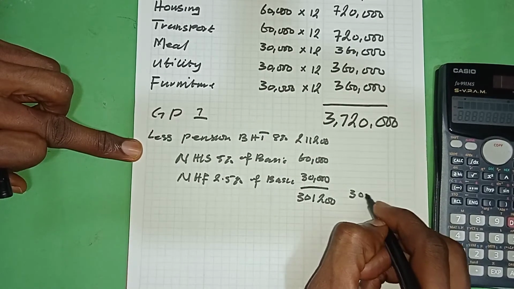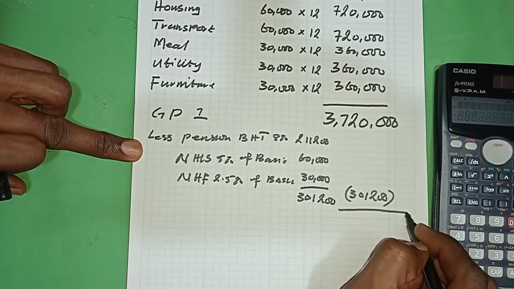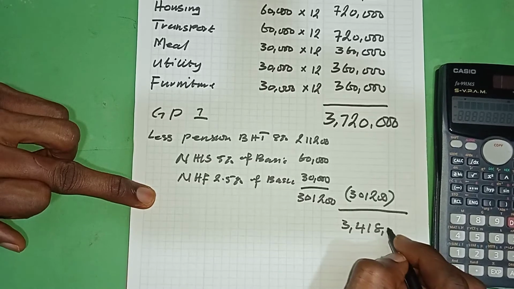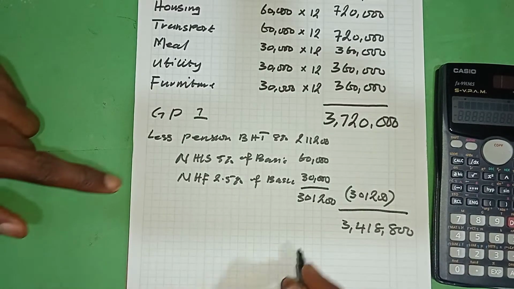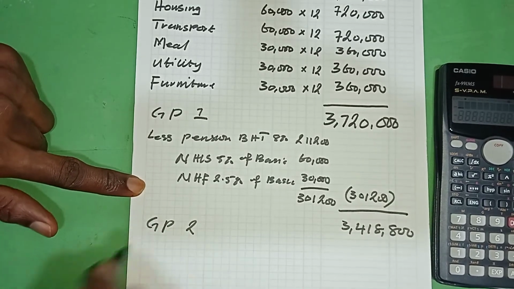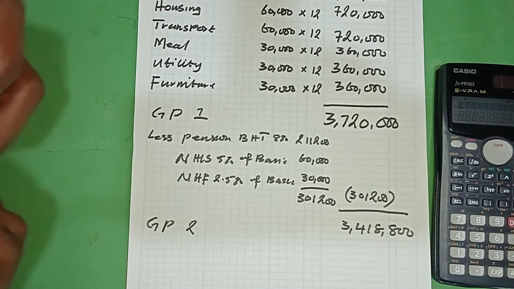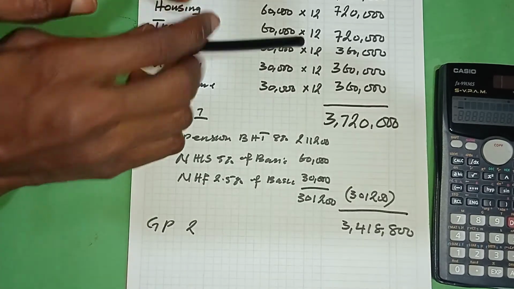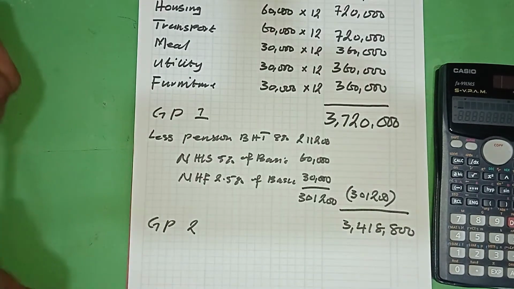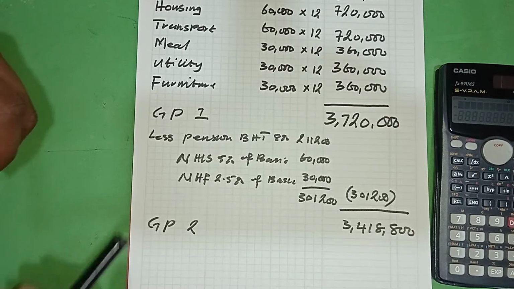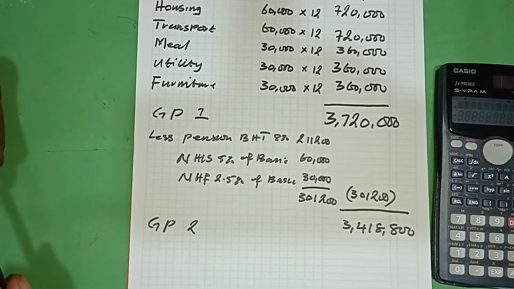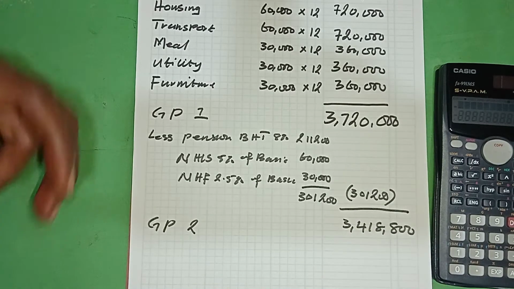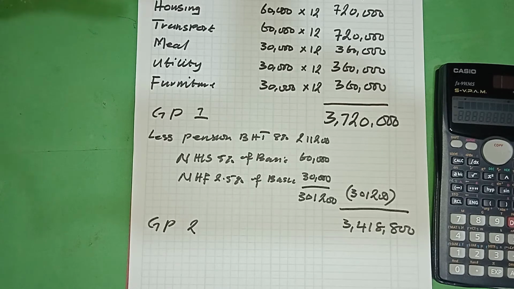You say 301,200. That will give you 3,418,800. Now this one will be your gross pay 2, your redefined gross pay. You understand? Now, what they are saying here is that since pension, NHF are tax exemptions, let us deduct them from this amount first, before we can apply our consolidated relief allowance. We cannot be saying that we are allowing this, we are not going to tax this, and yet we are not removing it from here. Let us remove it from this amount so that we know the actual amount that we are going to apply our relief on. You know, the tax authority came up with that.